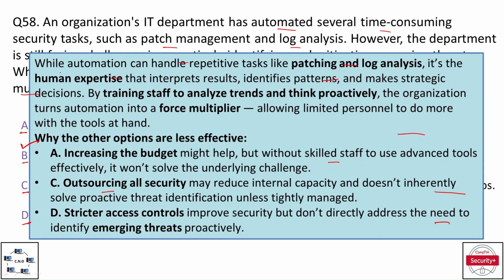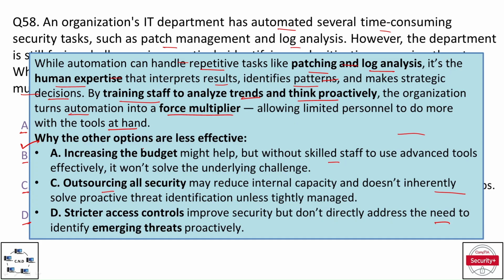And the explanation is, while automation can handle repetitive tasks like patching and log analysis, it's the human expertise that interprets results, identifies patterns, and makes strategic decisions. By training staff to analyze trends and think proactively, the organization turns automation into a force multiplier, allowing limited personnel to do more with the tools at hand.